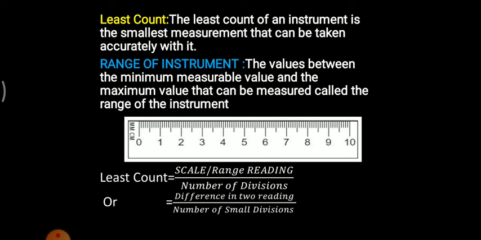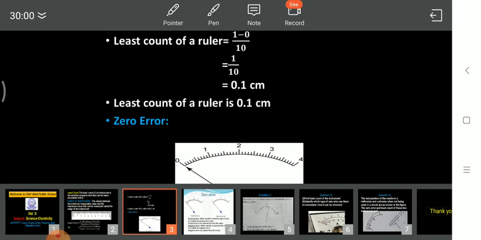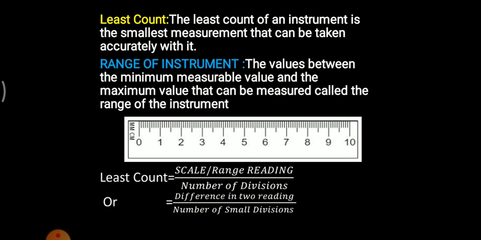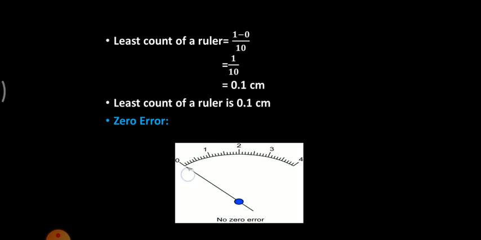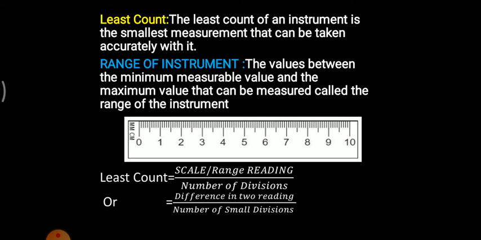So what would be the least count? The difference between 0 and 1 is 1, and 1 divided by the number of small divisions, which is 10. You can use either the first formula, the scale or range of reading divided by the number of divisions, or the formula, the difference between two readings divided by the number of small divisions. Either one you can follow.